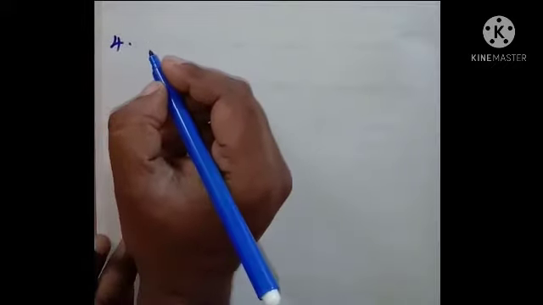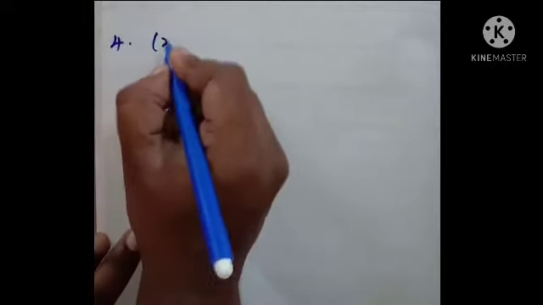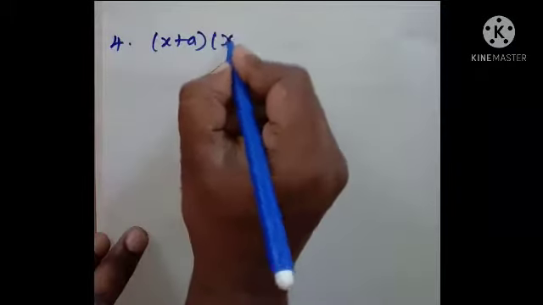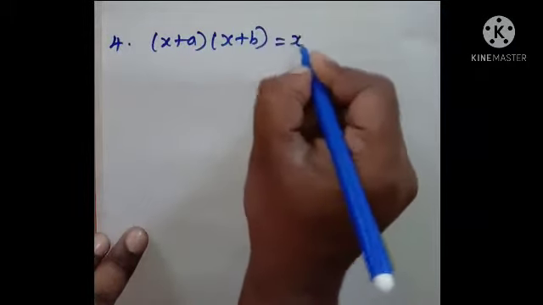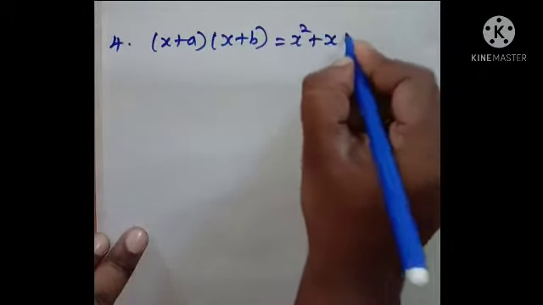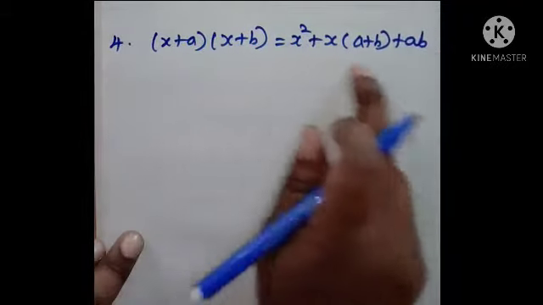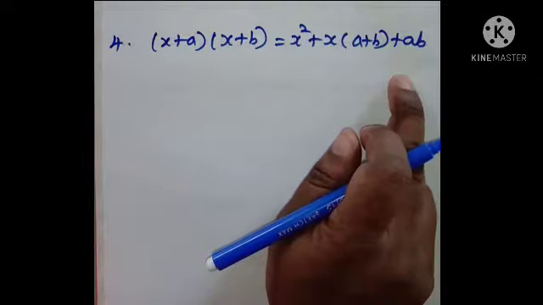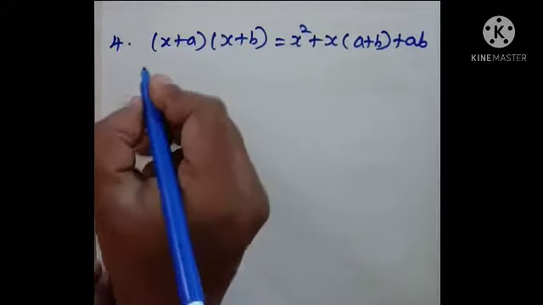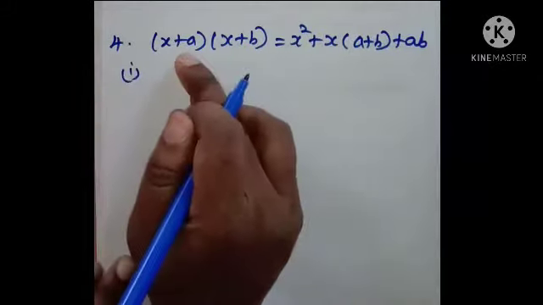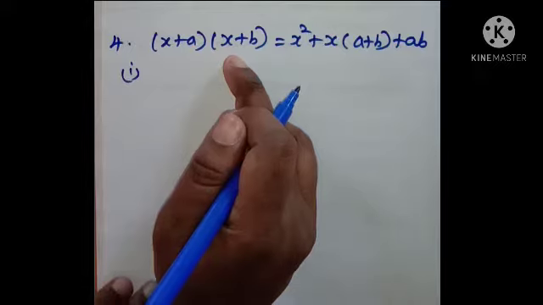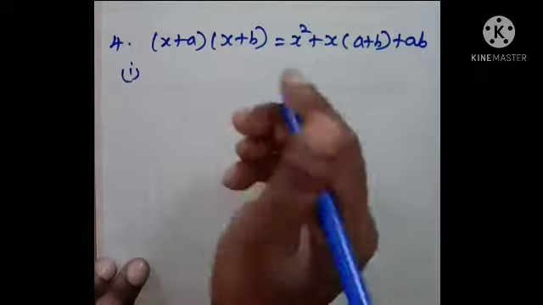The problem: using the identity (x + a)(x + b) = x² + x(a + b) + ab, find the following product. So children, let us find the product of the following expressions.